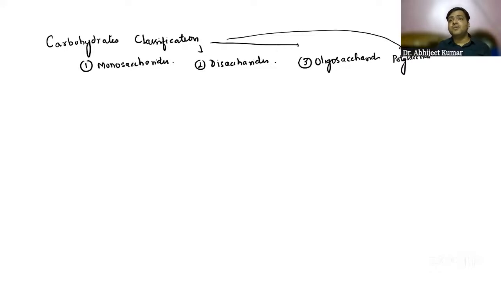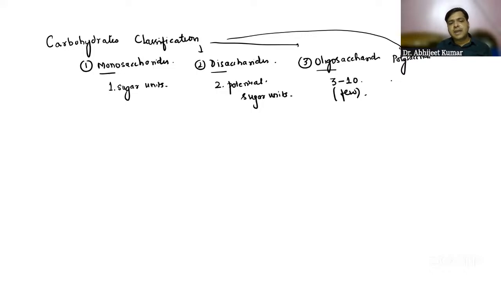Monosaccharides, guys, you already know. Mono means one. So over here we have one potential sugar unit. Disaccharides means two potential sugar units are there. Oligosaccharides, 3 to 10, or I can say few sugar units are there. And polysaccharides means more than 10 sugar units are there. So that is the basic classification that you have to remember.